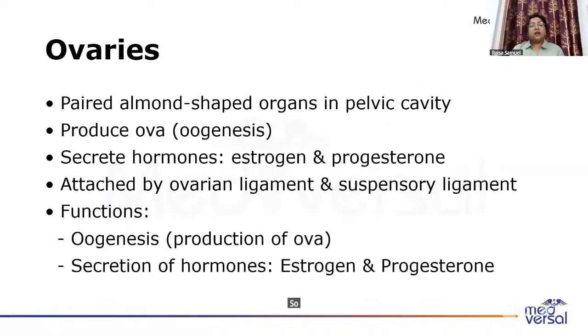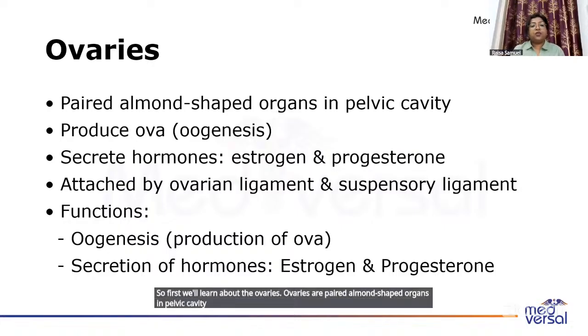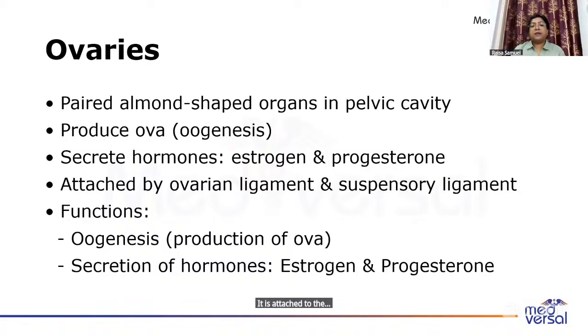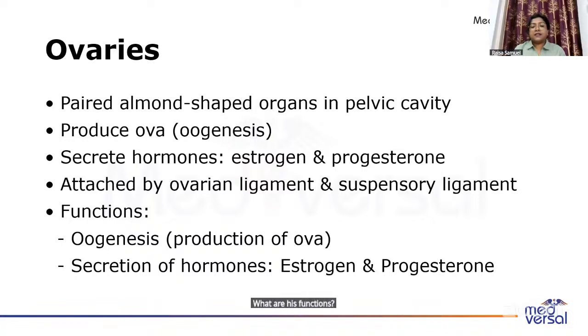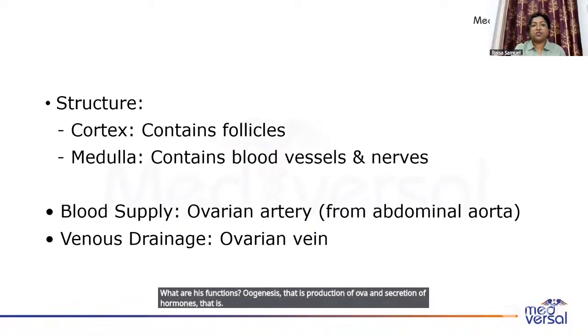So first we'll learn about the ovaries. Ovaries are paired almond-shaped organs in the pelvic cavity. They produce the egg, or the ova, by the process called oogenesis. They secrete hormones, the main hormones being estrogen and progesterone. They are attached by the ovarian ligament and the suspensory ligament. We will be seeing all this. What are the functions? Oogenesis, that is production of ova, and secretion of hormones, that is estrogen and progesterone.